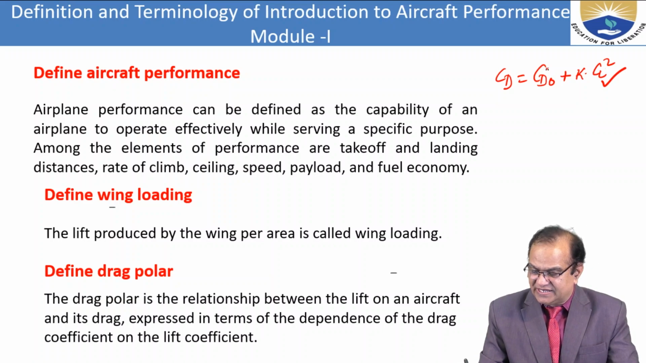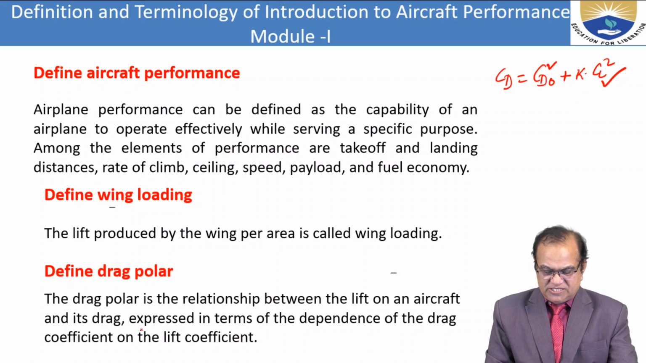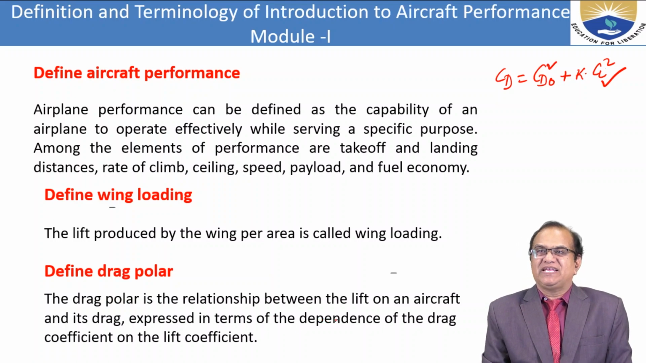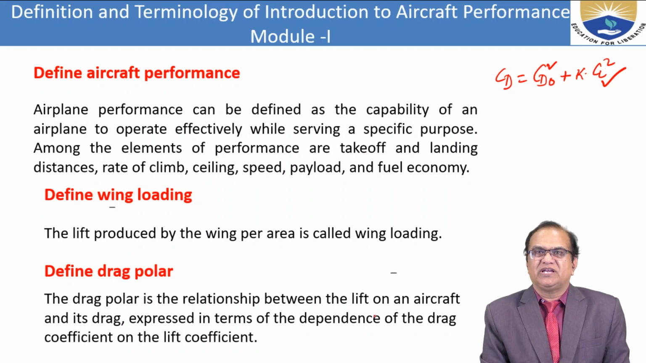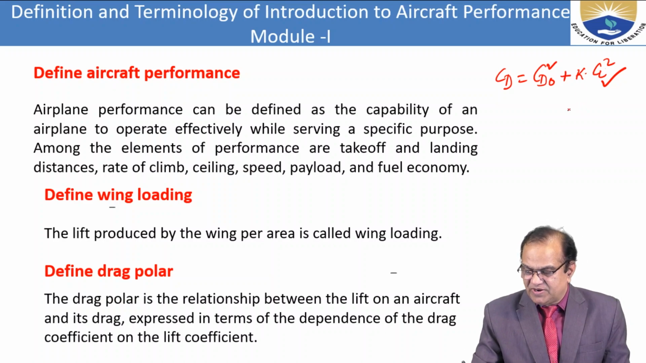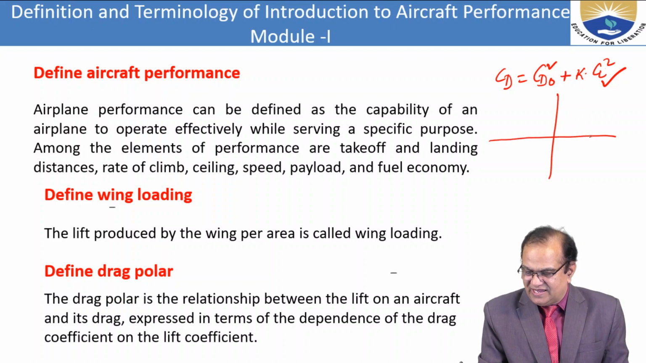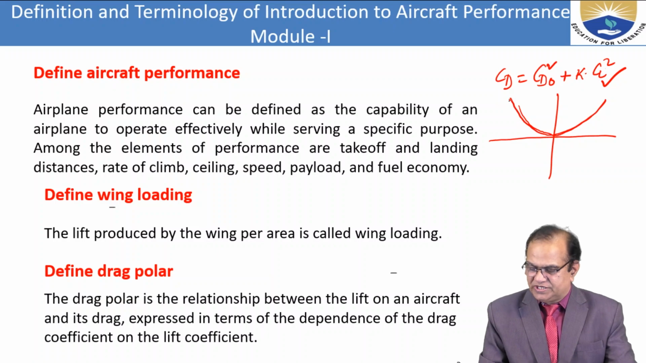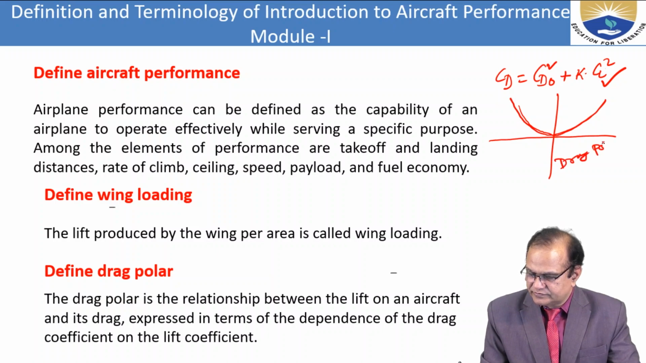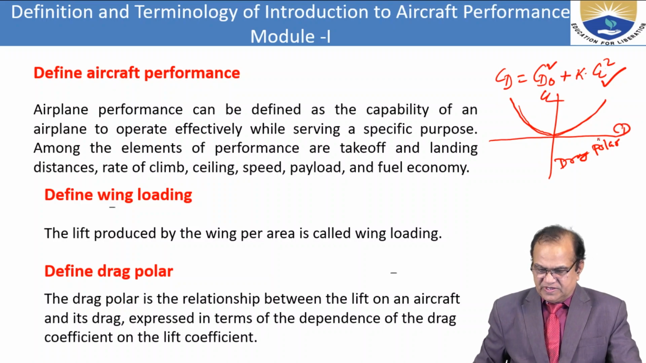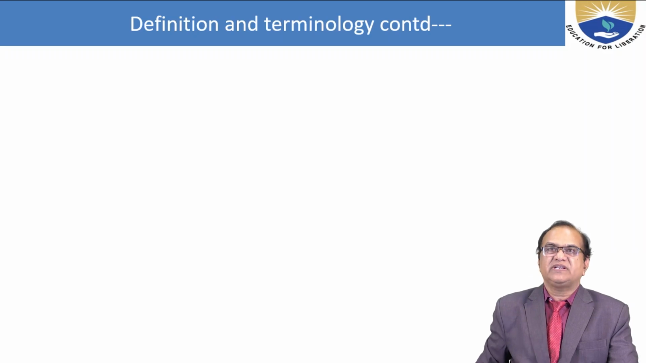So here lift is here, this parasitic drag is there, expressed in terms of the dependence of the drag coefficient on the lift coefficient. So it is a relation between them. If you increase the lift, drag will also increase. So it will look like this, a parabolic curve. This is the drag polar, CL and CD. So now we will go for the next definition.